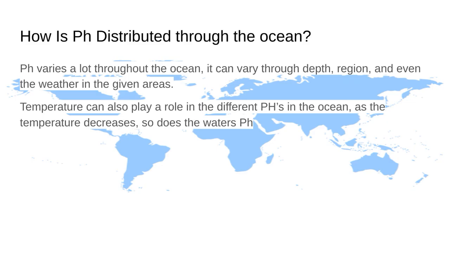And then the regions: there are definitely some warmer regions that have a higher pH, just because of their temperature, and then there are some colder places that have low pHs. As you'll see later on, the pHs are very related to temperature. I have a couple of graphs later on that I'll show you. And then weather can also play a role in it.